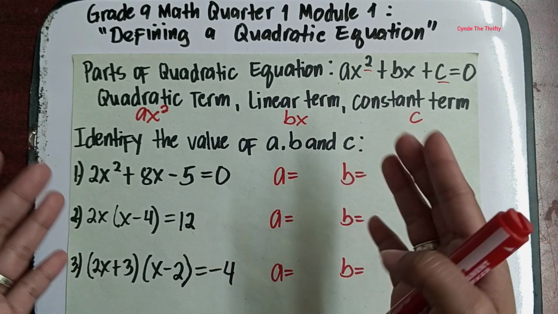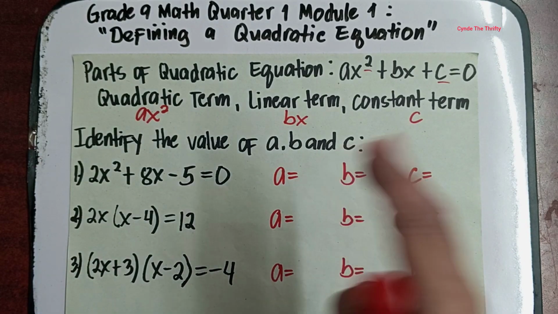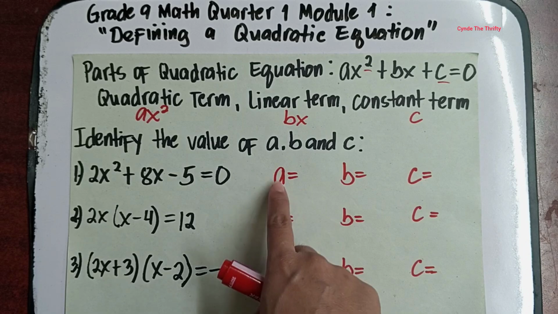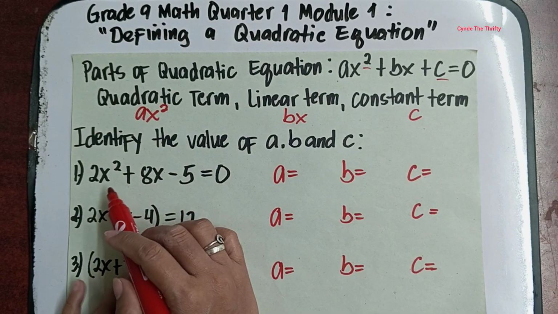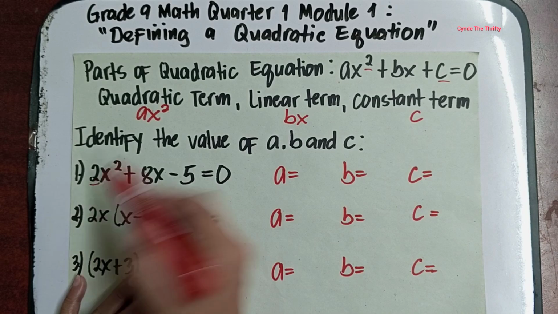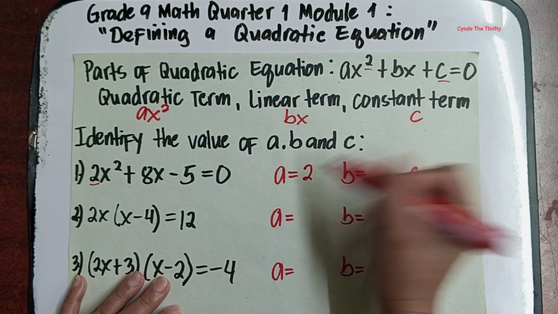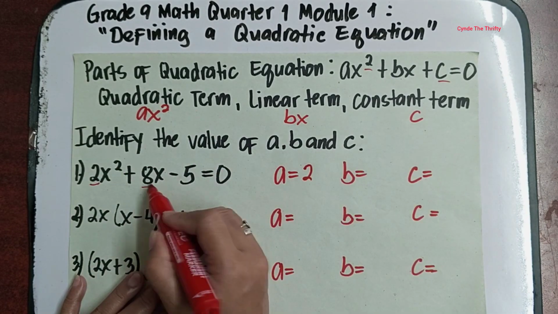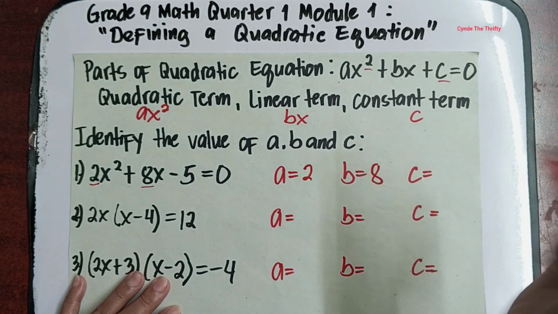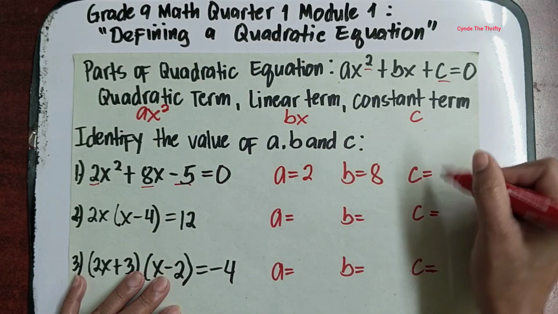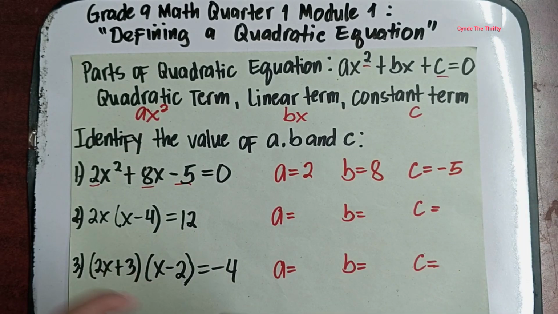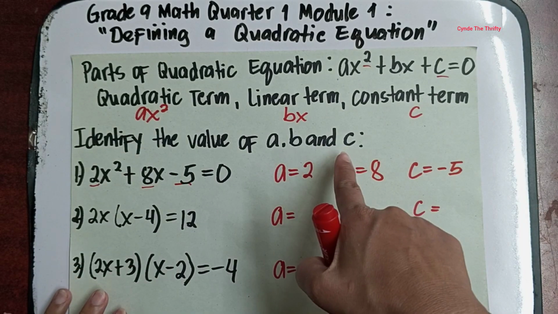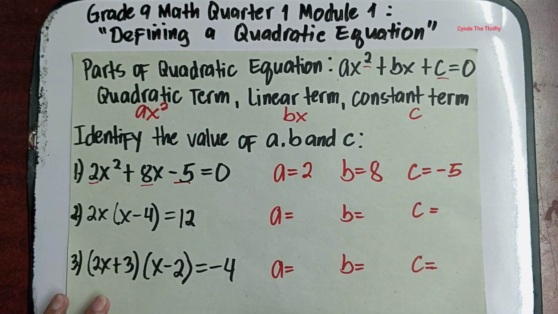So, kapag naka-standard form na ang quadratic equation, madali mo na lang ma-identify ang value ni A, ni B, at ni C. So, dito sa ating first example, ang value ni A is 2. Okay? Ang value ni B is positive 8. At ang value ni C is negative 5. Ayan. So, napakadali lang i-identify ang value ni A, ni B, at ni C kapag naka-standard form siya.